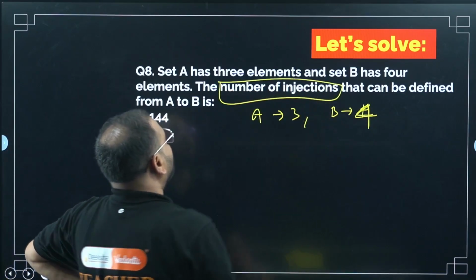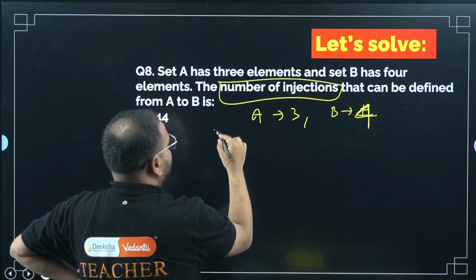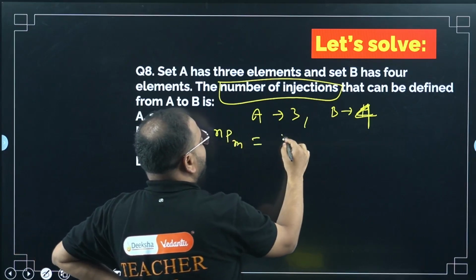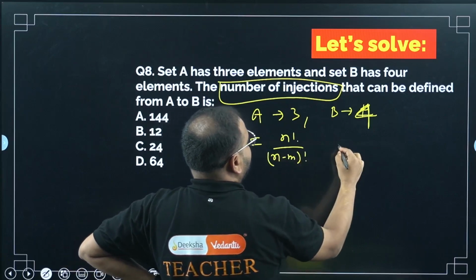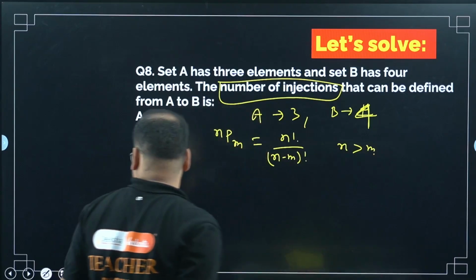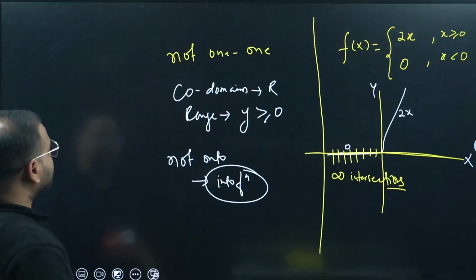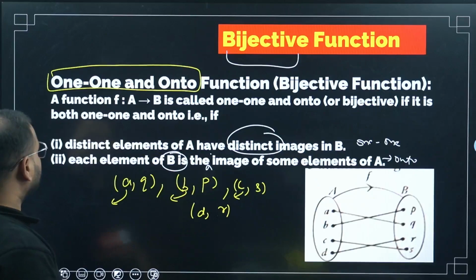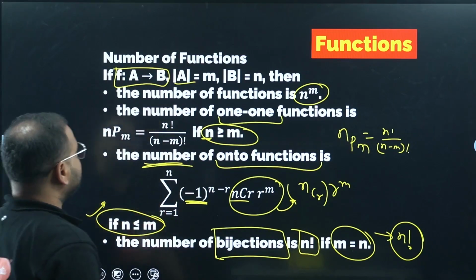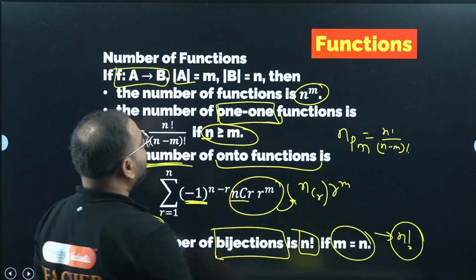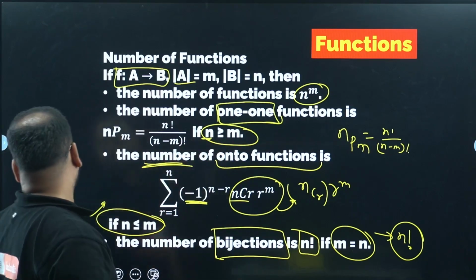This was a permutation question, no? Remember this. nPm equals n factorial upon n minus m factorial, where n is greater than or equal to m. Somewhere here we have done this, number of functions. Number of injections. Injections means a 1-1 function. What was it? nPm, n factorial by n minus m factorial.